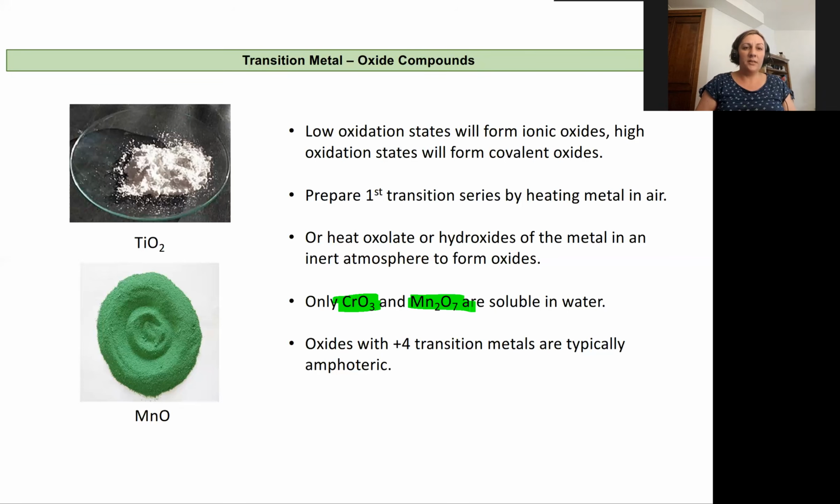And we also see that oxides with a +4 transition metal are going to end up forming amphoteric compounds, meaning they'll be able to react with water around it to accept or donate a hydrogen atom based on pH.